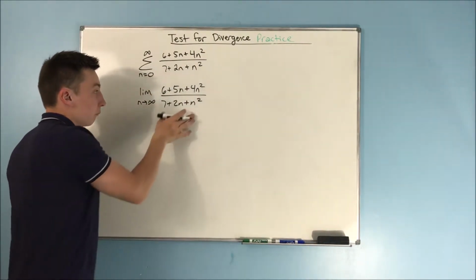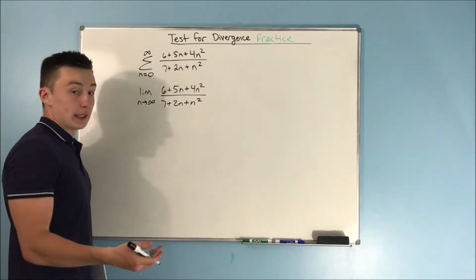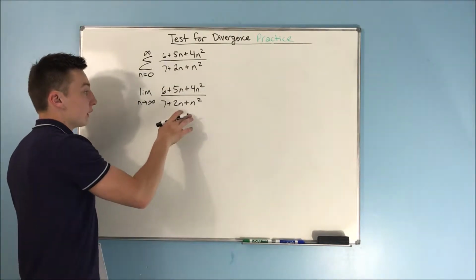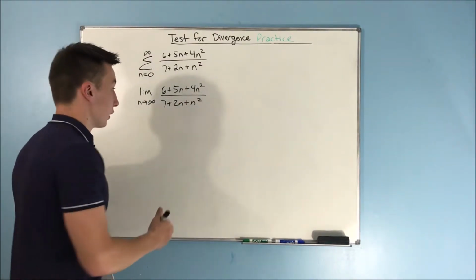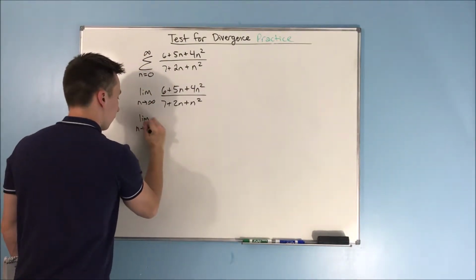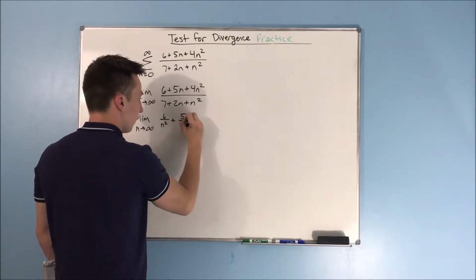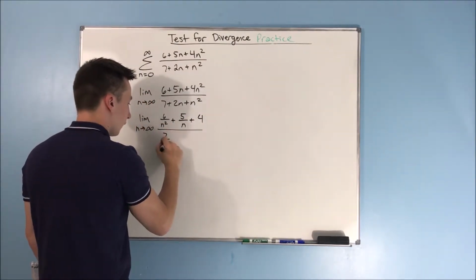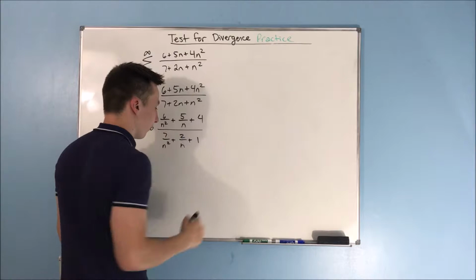Okay? So, how do we do this limit? Well, we can either use L'Hopital, okay, we would have to use it twice, or what we could do is just divide everything by the highest power of n, which is going to be n squared, okay? So we can do that. We're at the limit as n approaches infinity of 6 over n squared plus 5 over n plus 4 over 7 over n squared plus 2 over n plus, that's just going to be 1.